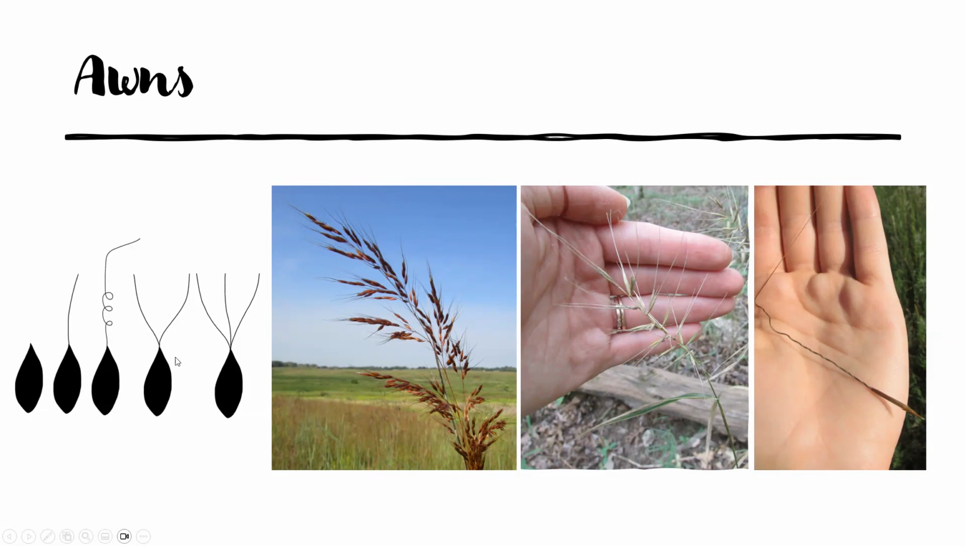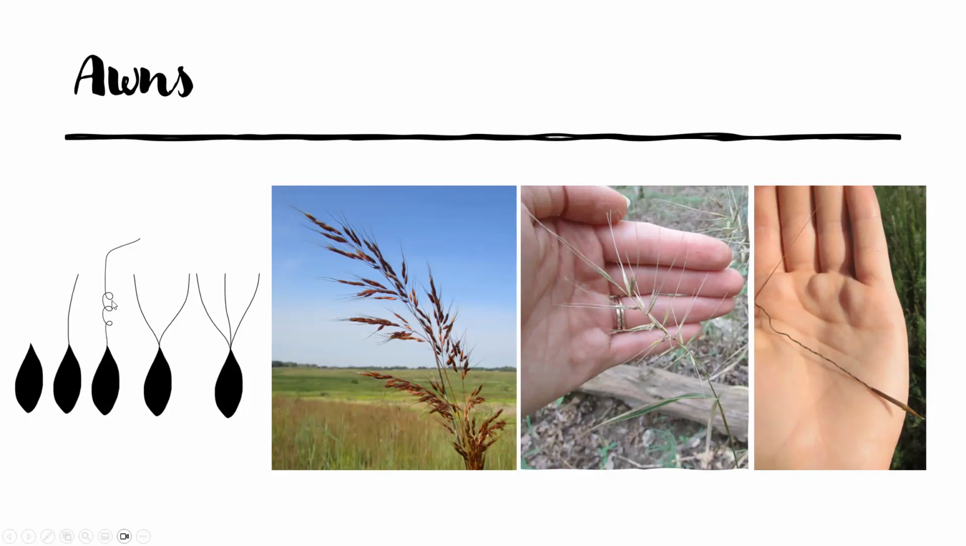Again, my sketch kind of shows a few different ways they could be arranged. Spikelets can have more than one awn. They can have 2 awns or 3 awns. Awns can be, you know, 1/8 of an inch long. They can be 6 inches long. They can vary greatly in size.